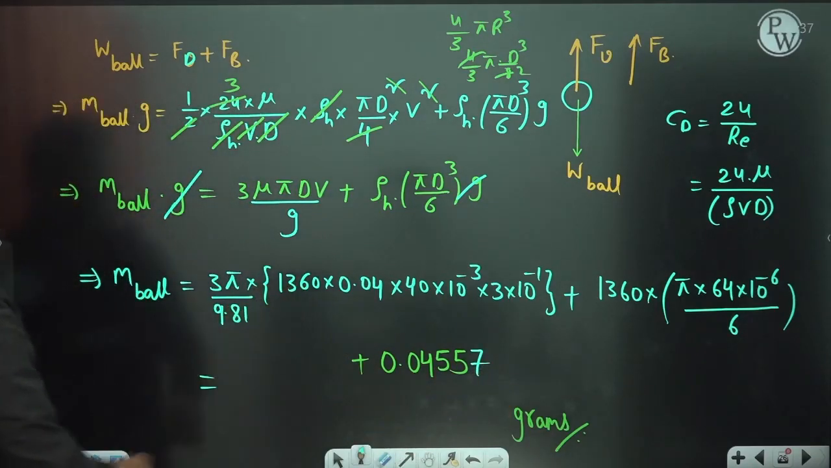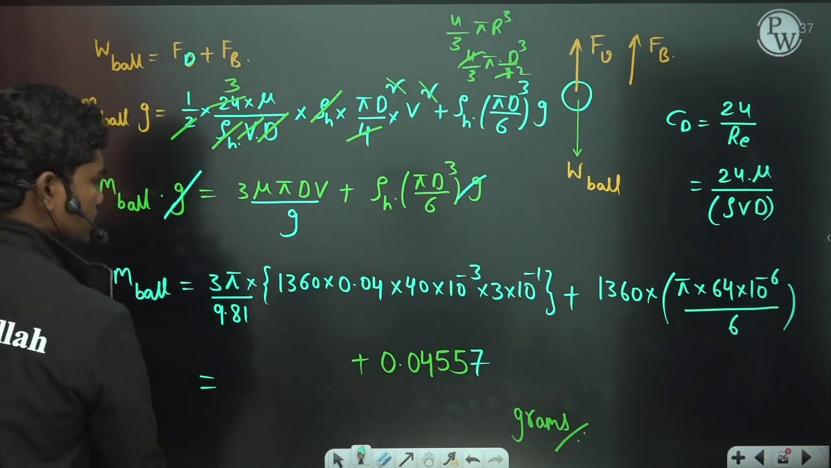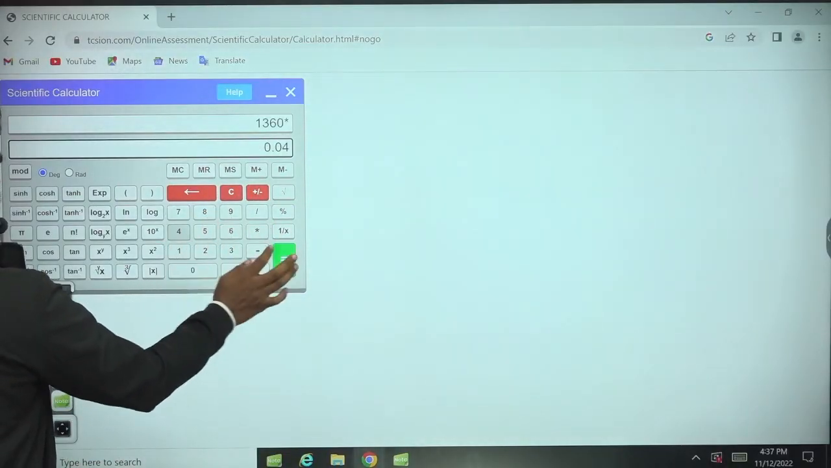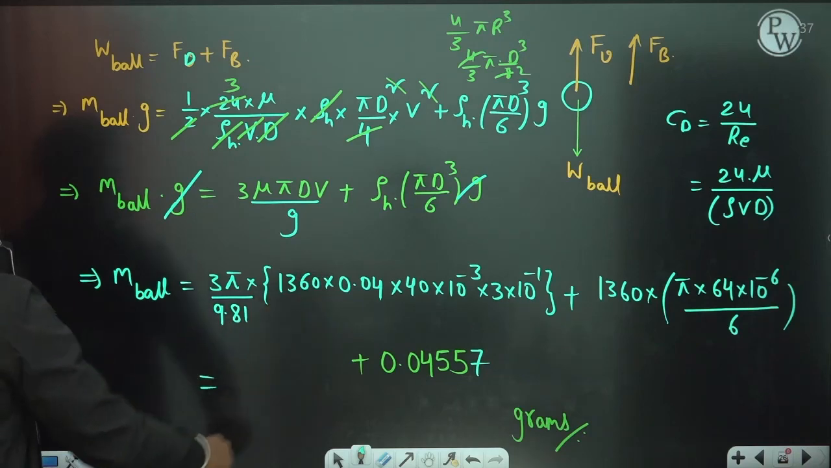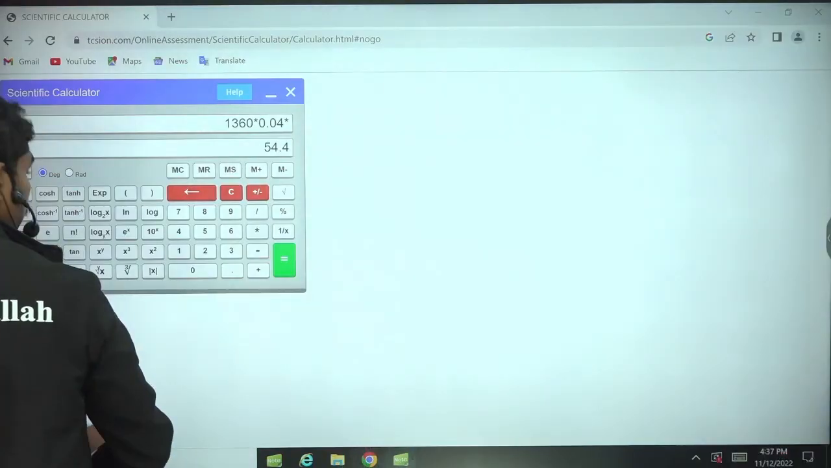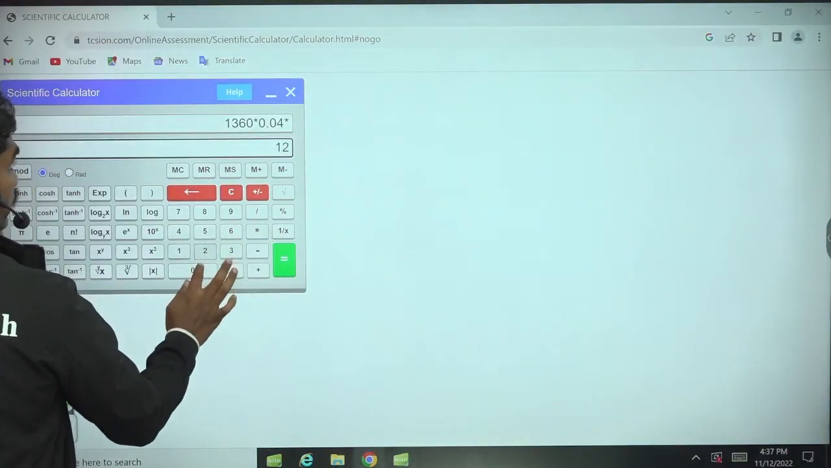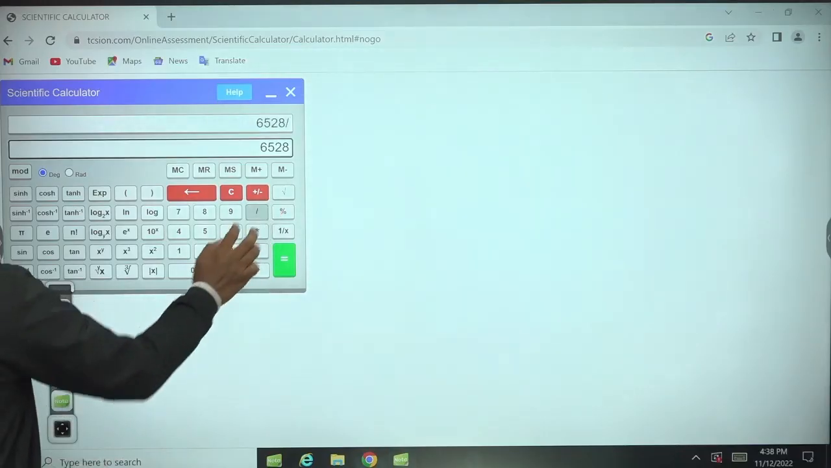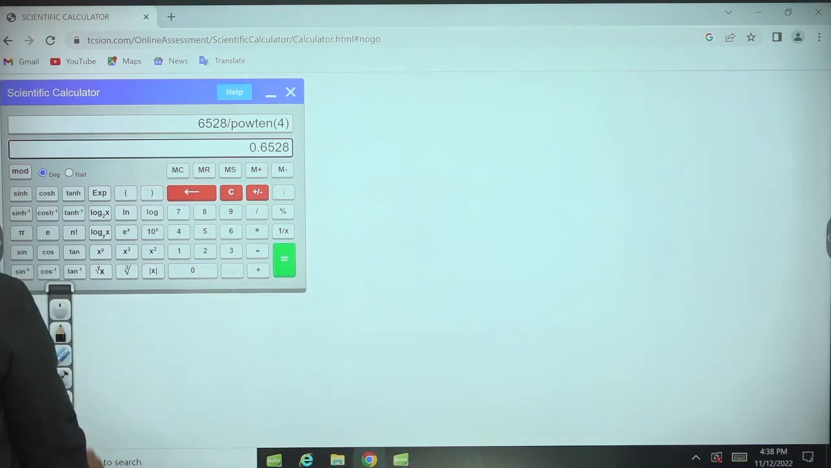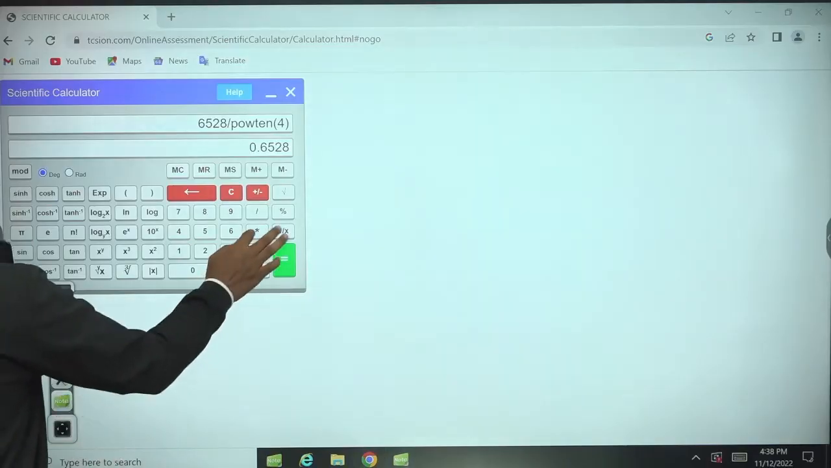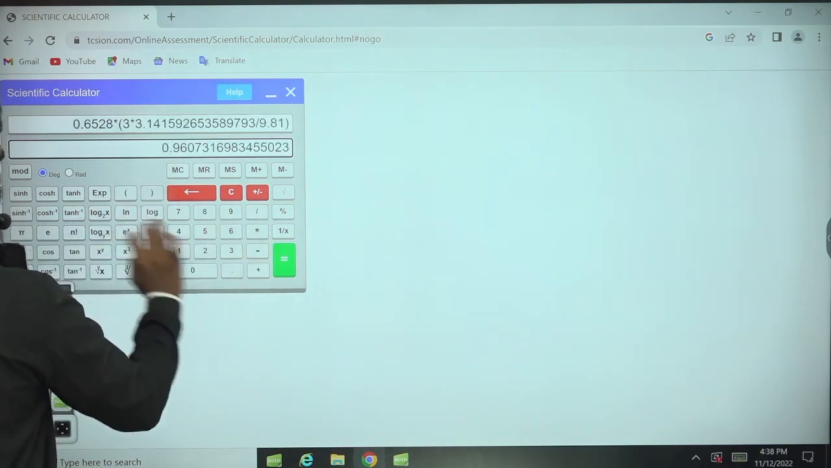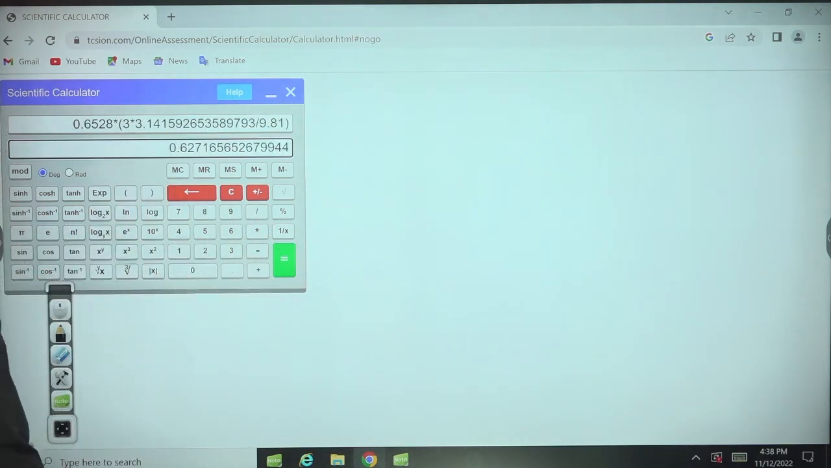Now let us see what is this value once again quickly. So 10 to the power minus 3. Okay, so let us see what happens out. 1360 into 0.04 into 40 into 3, so 120. So this value divided with 10 to the power 4 actually. Okay, so 10 to the power 4 into 3 pi by 9.81. So this is the value 0.62716.